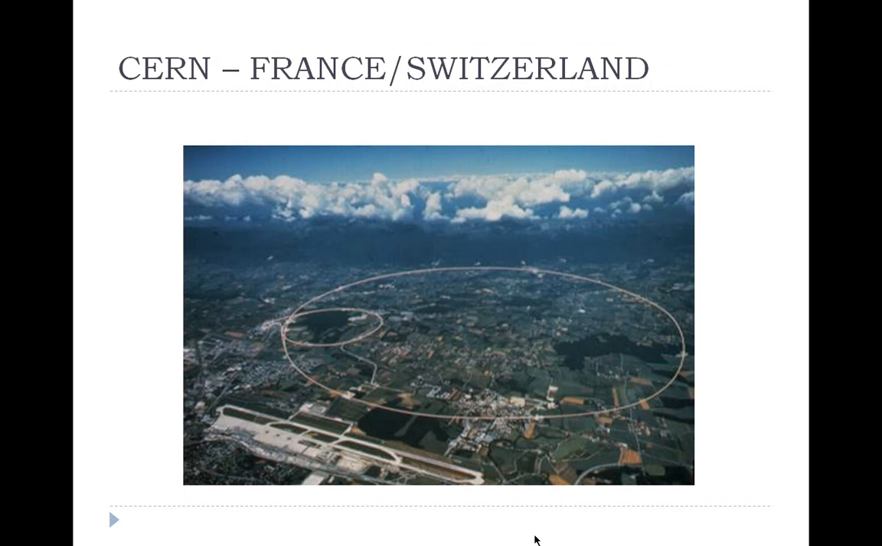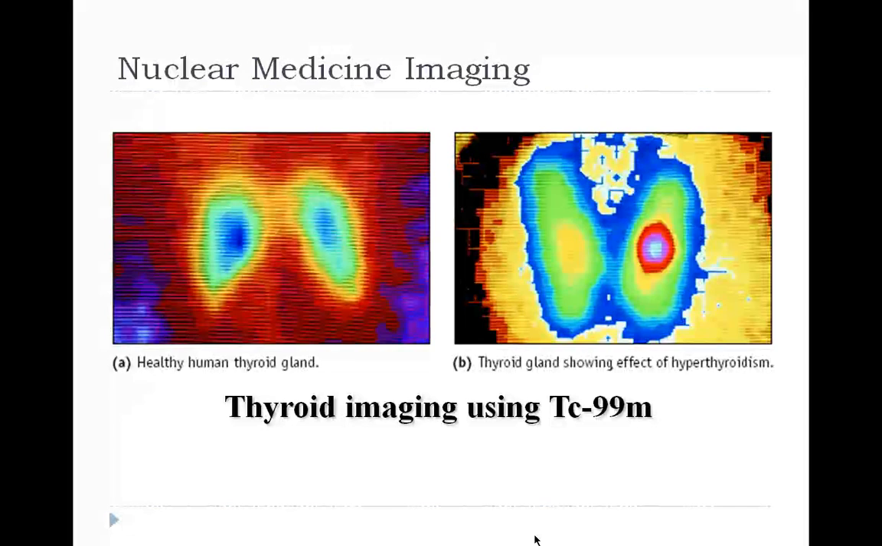This is a whole different type of research where they're studying the parts that actually make up the subatomic particles that make up atoms. This is the CERN facility in France and Switzerland. It actually crosses the border.